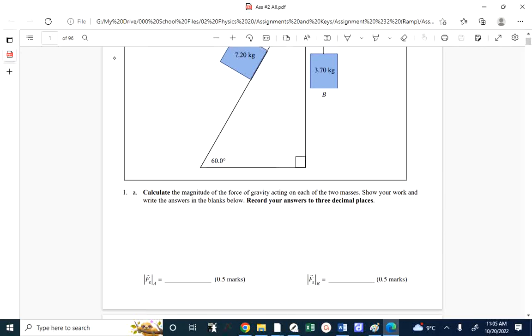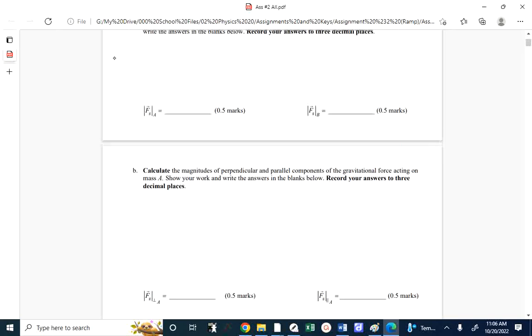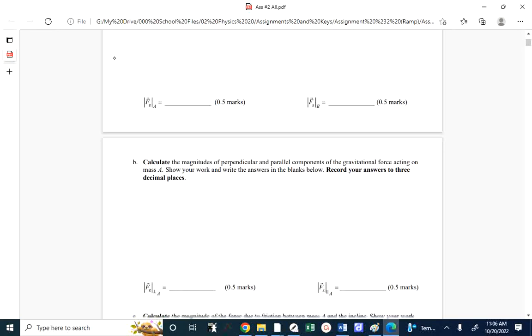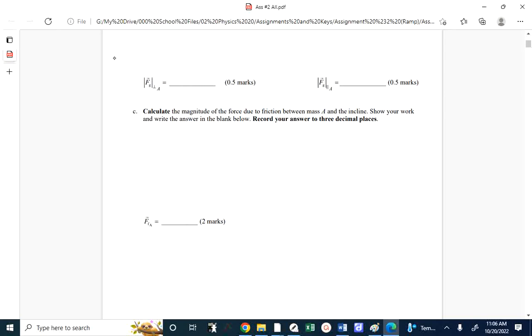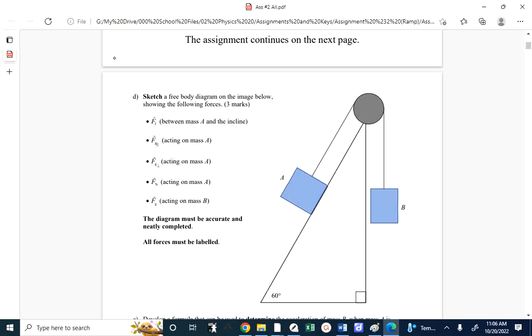So when you take a look at question A, it actually asks you to calculate the two forces of gravity, which has nothing to do with this ramp at all. It's mg. You have to show your work. Then it says calculate the perpendicular and parallel components of gravity on A. At that point, you'll be able to compare the parallel component of gravity on A to the force of gravity on B and make that decision as to which way it's going to move, if it moves. Calculate the magnitude of the force of friction. Then you're going to have to put that all together by drawing all of the forces.